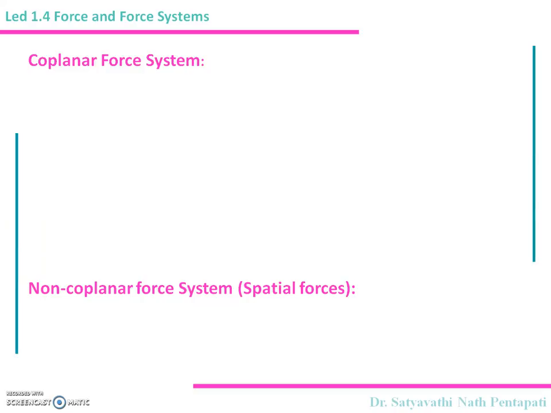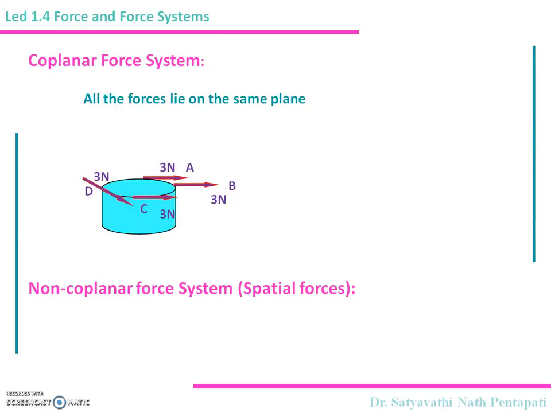First of all, we can classify force systems as coplanar force systems and non-coplanar force systems. Non-coplanar force systems can also be called spatial force systems. Here, you see in this example, all the four forces shown are acting in the same plane. They may be acting in different directions, but all of them are acting in the same plane, that is the top surface of this object. Then we call this force system a coplanar force system.